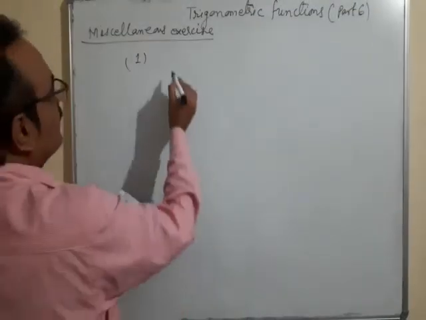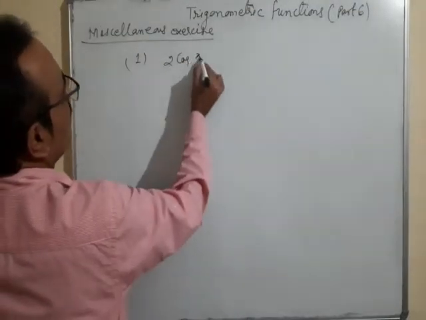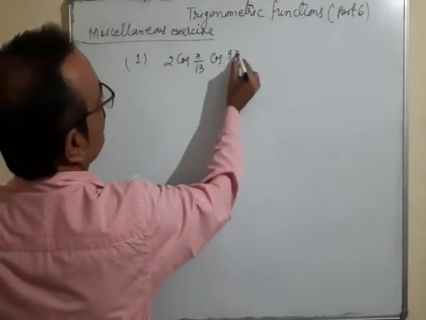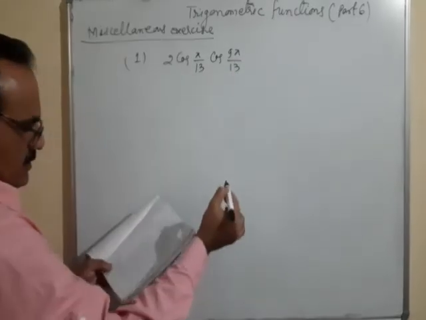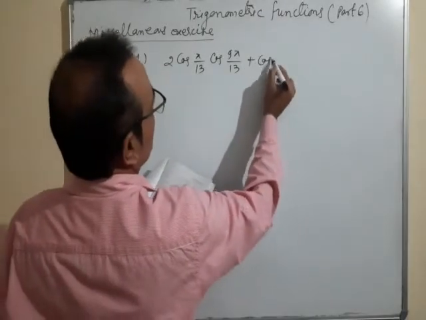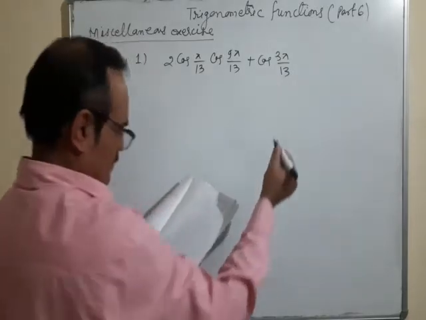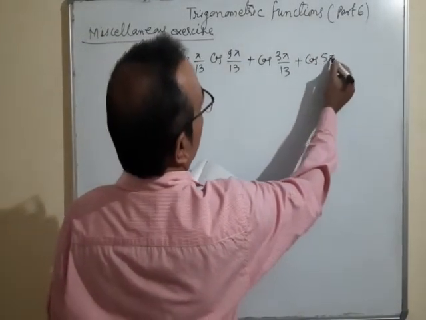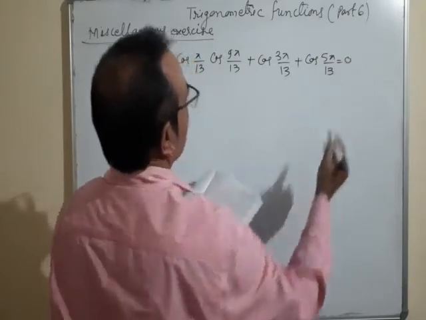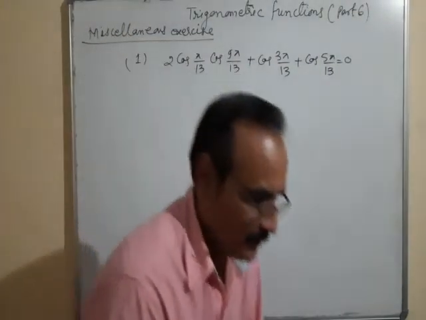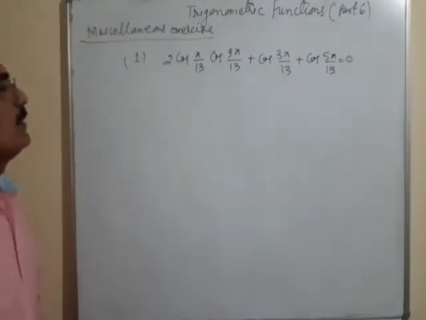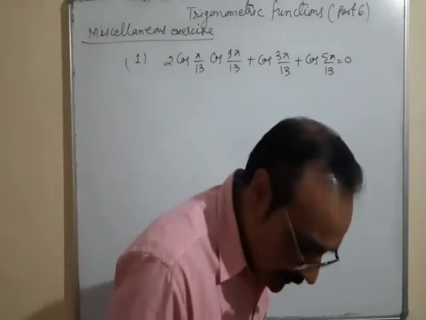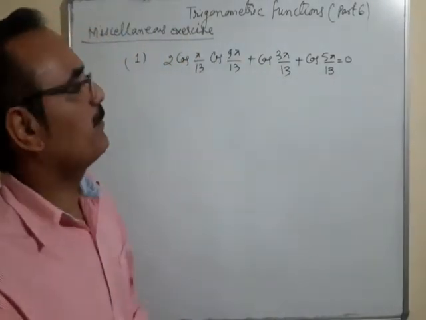2 cos pi by 13 plus cos 3 pi by 13 plus cos 5 pi by 13 plus cos 9 pi by 13 is equal to 0. Okay, question is clear. 2 cos pi by 13 into cos 9 pi by 13, the angles being pi by 13, 9 pi by 13, 13 pi by 13 and 15 pi by 13.